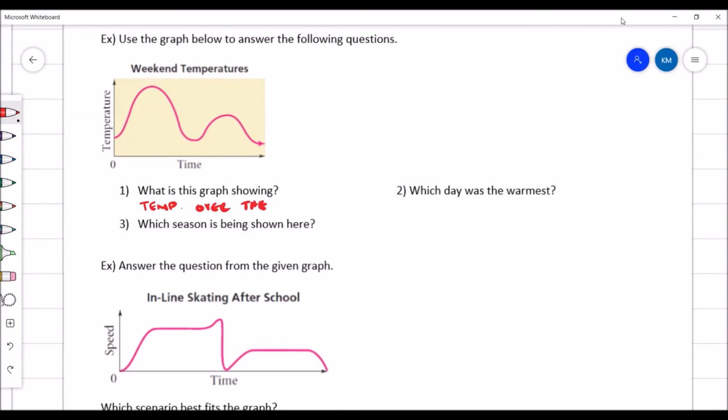Okay, abbreviate weekend. Okay, which day was the warmest?